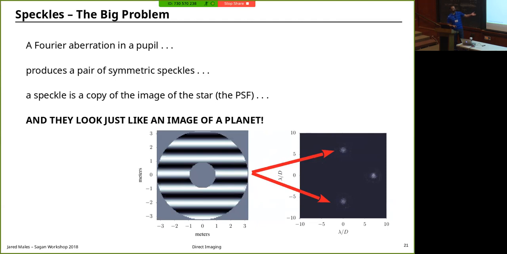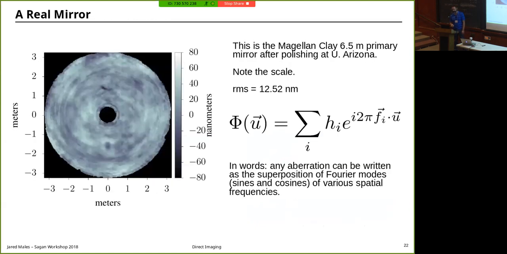Now, this is obviously a very contrived example. I don't know of any mechanism that would polish a perfect cosine wave into a mirror. So this is a real mirror. This is a post-polishing interferometric map of the Magellan Clay primary mirror, a 6.5 meter piece of glass, made at the University of Arizona Mirror Lab. Note the scale here: this is nanometers. The total RMS of this image is 12.52 nanometers. That's actually a really good optic. Remember, this is 6.5 meters across.